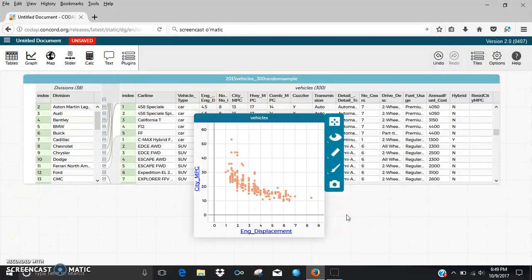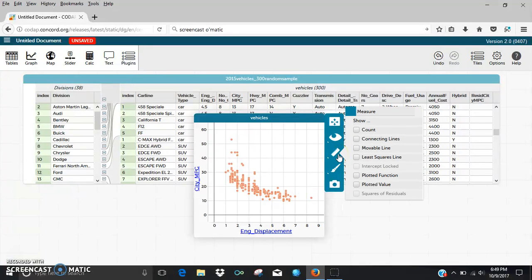We could ask the program to find an equation that models the linear relationship that we think exists in this data. This is a least squares line. The program gives us an equation. City MPG, which is our y variable, equals negative 3.24 times engine displacement, which is our x variable, plus 31. Our slope of our equation is negative 3.24. This matches what we thought about the relationship in this data, that there is a negative relationship.